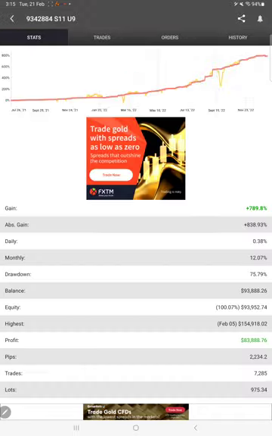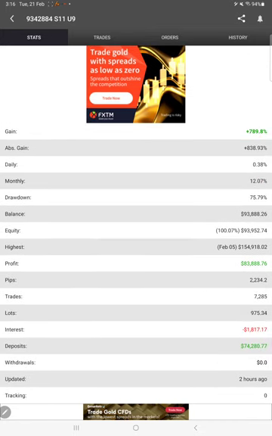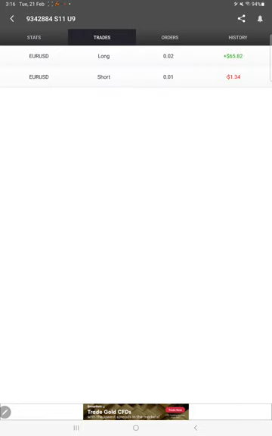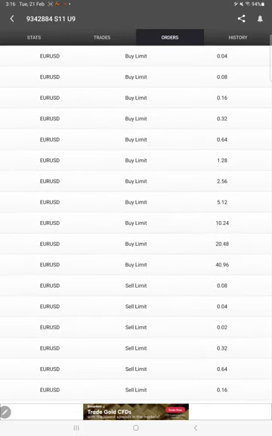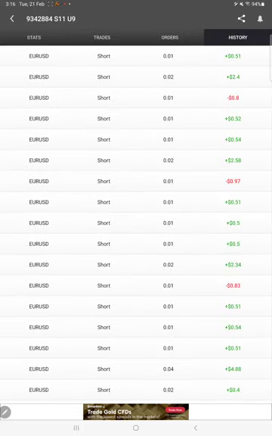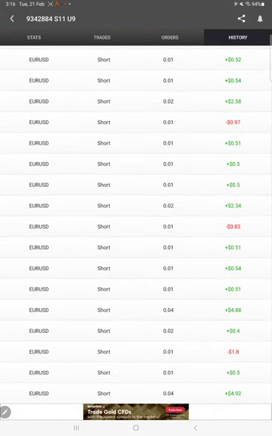This account is connected with MyFxBook as well. It's loaded now, and here is the total gain: 789.8%, daily 0.37% and monthly 12.07%. This was updated just 2 hours ago, so this is the recent update on MyFxBook. Here are the open trades right now, the pending orders, and the trade history.